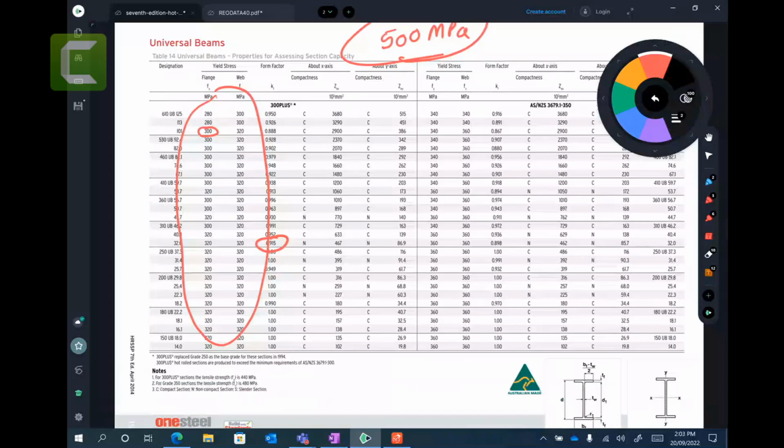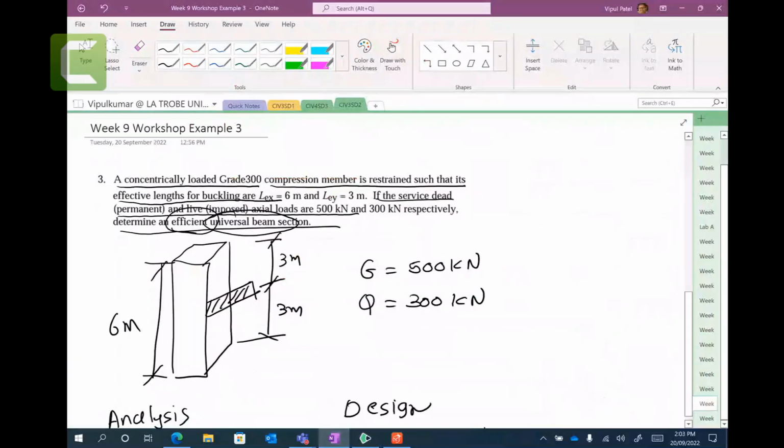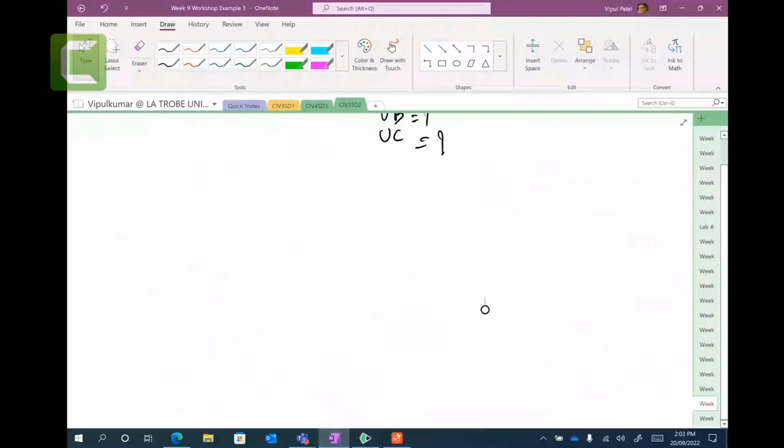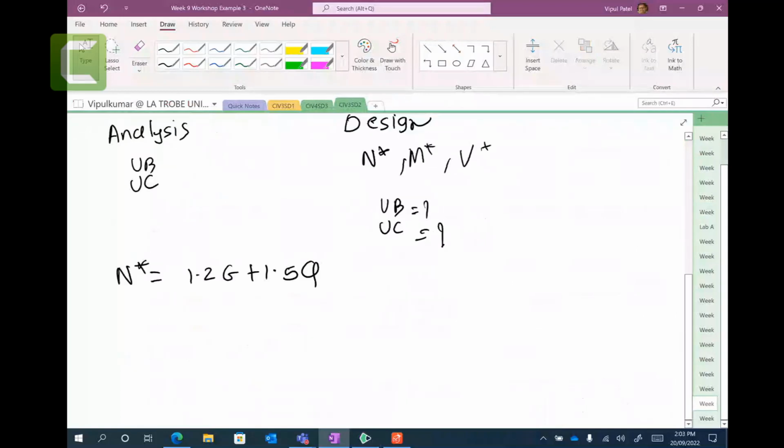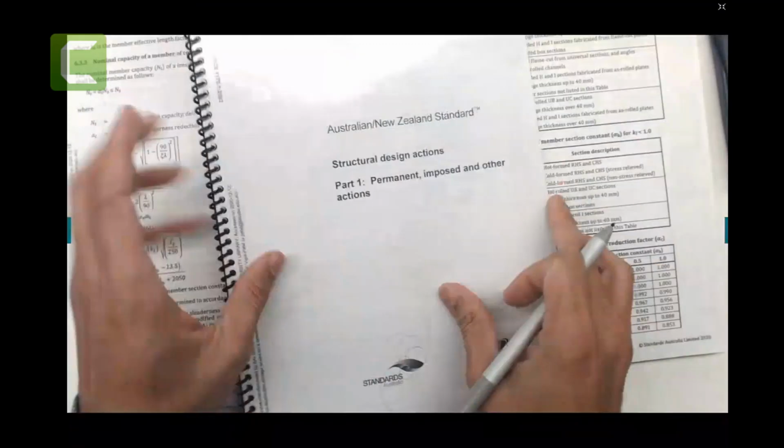All right, now we can calculate N star. N star equals 1.2 G plus 1.5 Q. Someone might ask, where is this coming from? If you go back to the strength standard, AS 1170.1, you have this. I think it's Part 0. I forgot to bring Part 0. Does someone have Part 0?